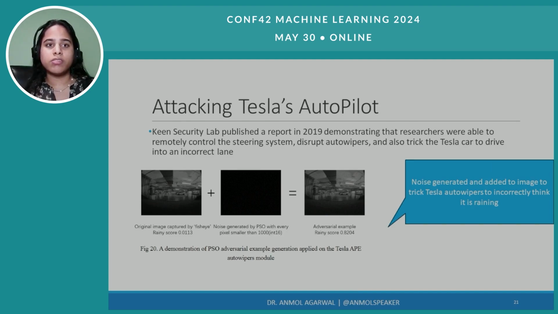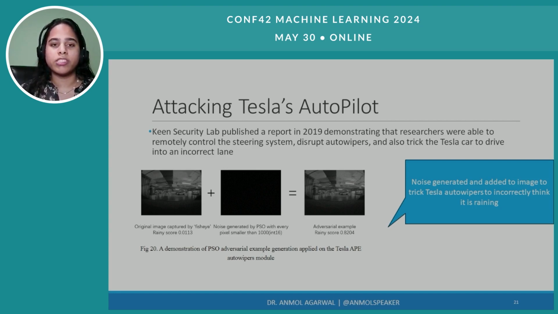You can also use the evasion attack to attack Tesla's autopilot. In 2019, researchers were able to attack Tesla's autopilot, remotely control the steering system, disrupt auto wipers, and trick the Tesla car into driving into an incorrect lane. And for some of these attacks, adversarial machine learning was used.